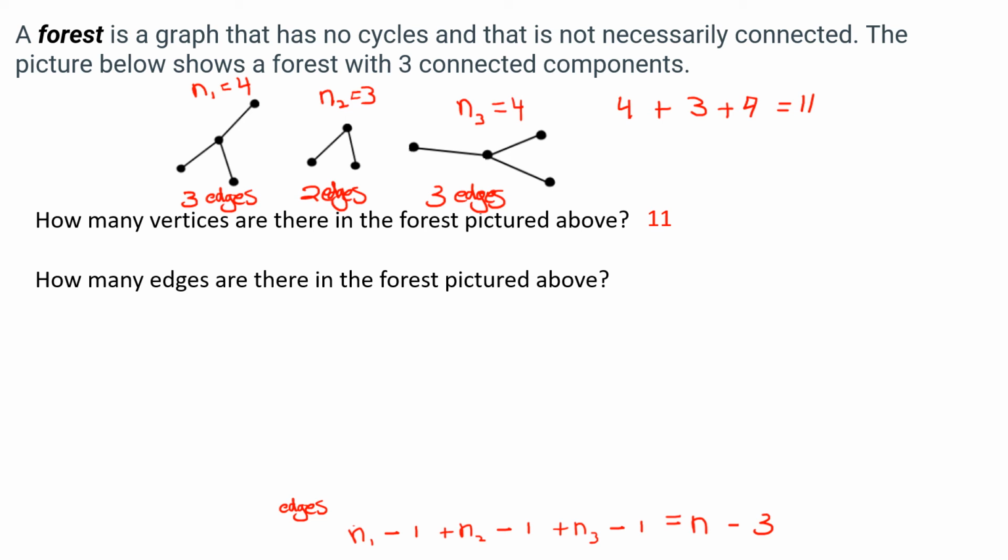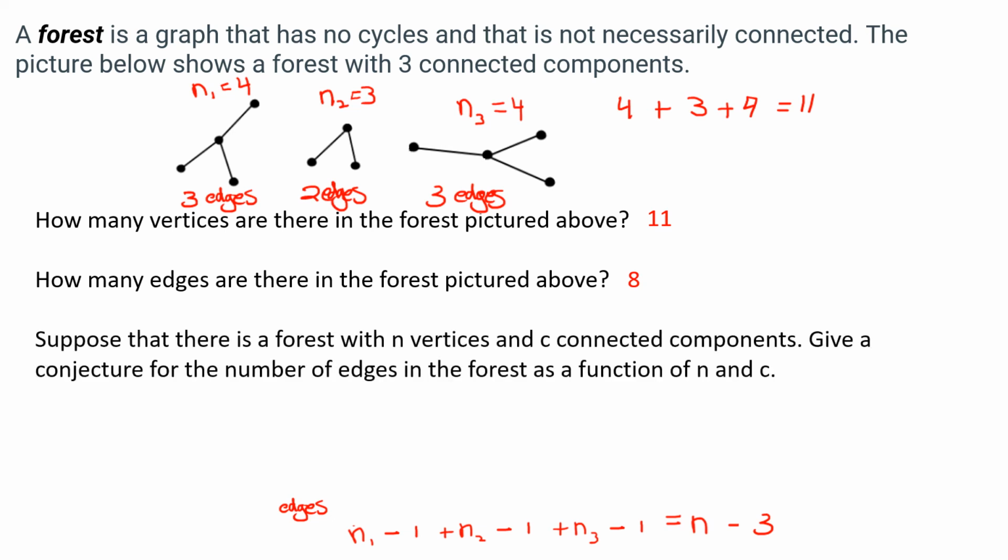So how many edges are there in that forest? We could either add them up, or we could say, well, there were 11 vertices, but there were 3 trees. So for each tree, we would have to subtract 1 to get the number of edges. So we could do it that way too. So we'd say 8 is the answer there.